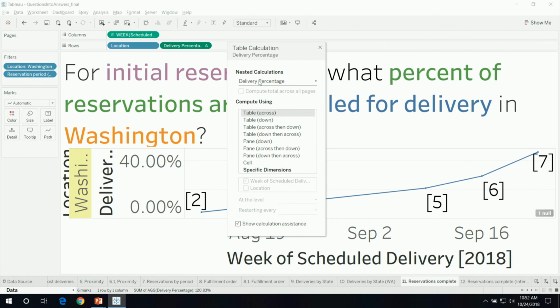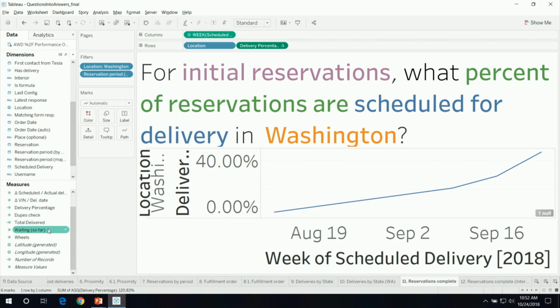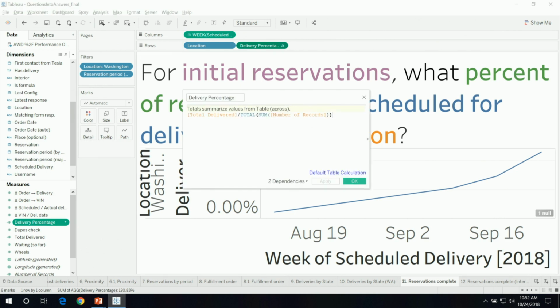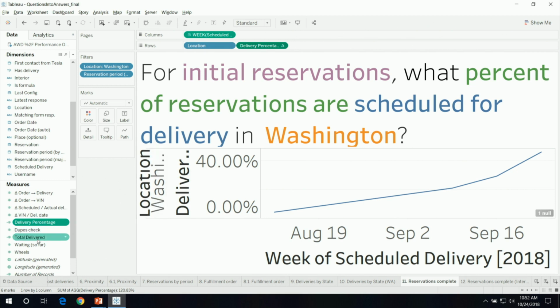All right, so I'm doing delivery percentage with table across. And I can show you that calculation. So I wrote this calculation to compute the percent of reservations scheduled for delivery. So we have the total sum number of records, which is my total number of reservations. And then we have this total delivered. So what is total delivered?